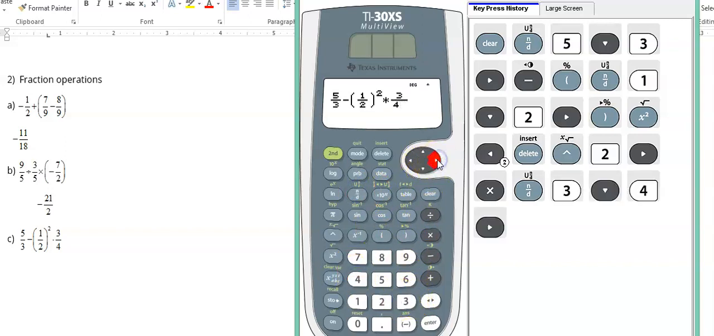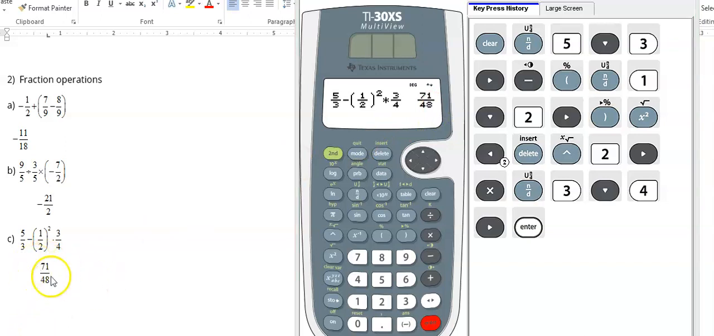3/4. And again, just double check that the form looks the same. It all looks good. It writes an asterisk instead of a little dot for multiplication, but that's just how this calculator does it. We hit enter, and our result is 71/48. And I've written our answer right here.